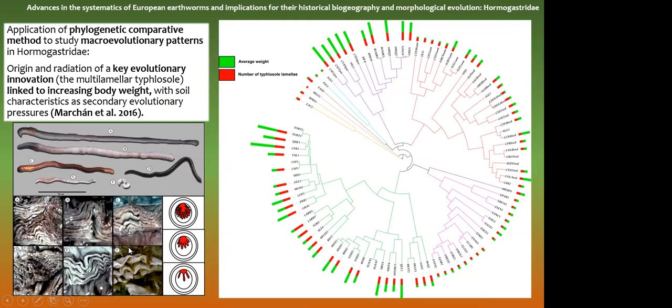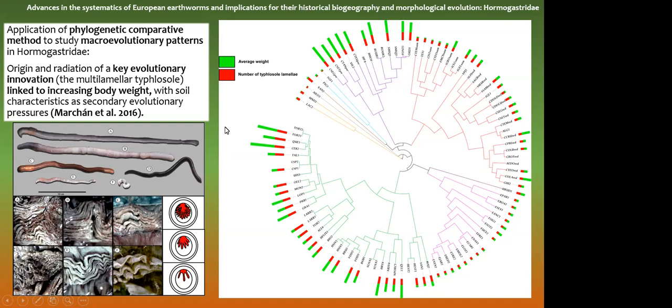You can see here the typhlosole. It usually looks like a simple lamella, but here it is formed by 3 lamellae. And in the evolution and radiation of the family, it gets more and more complex. And here it appears like the pages of a book. It can reach like 21 lamellae.